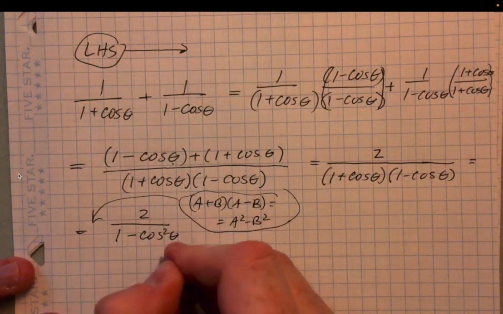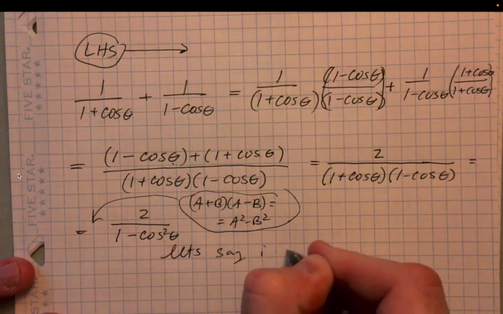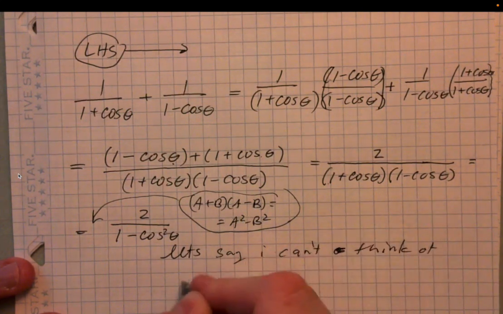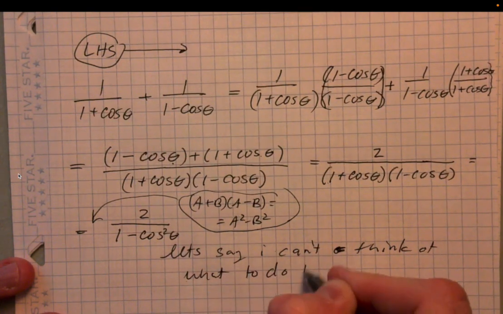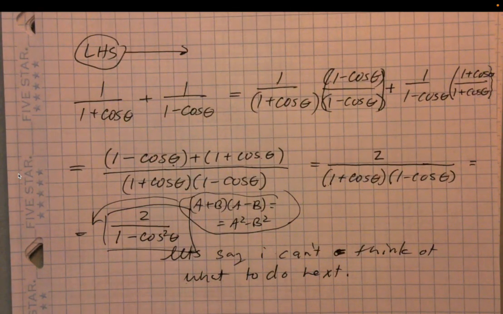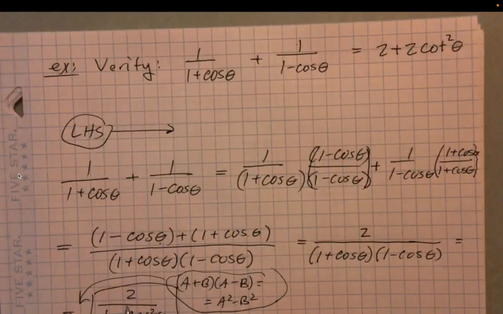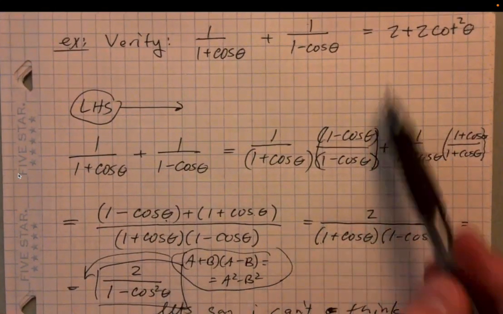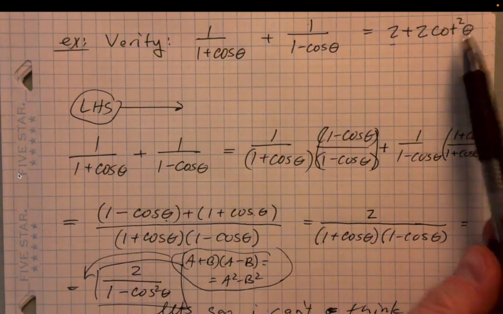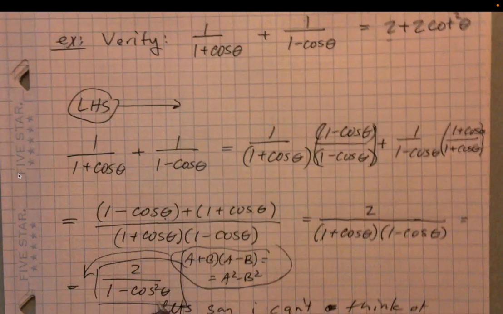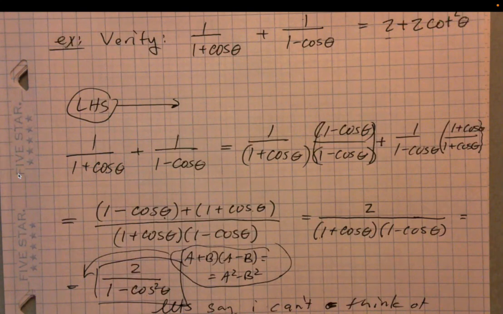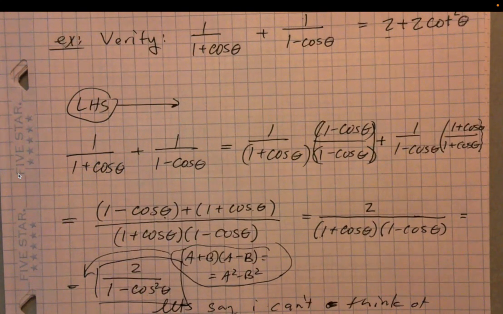Okay, now let's say when I get to this point, I kind of hit a wall. So let's say I can't think of what to do next. Now notice, I'm not done, because 2 over 1 minus cos squared theta is not the right-hand side. So I'm going to switch gears. We're assuming, again, that I can't figure out what to do next, even though you can probably look at this and have some idea of what to do next.